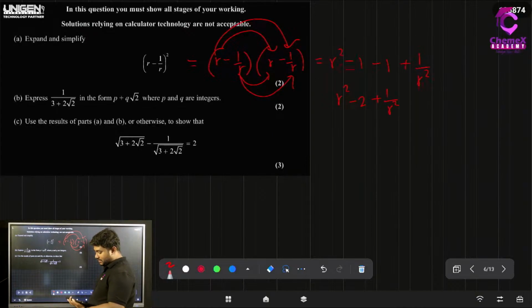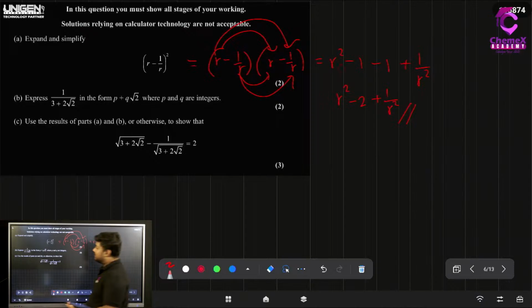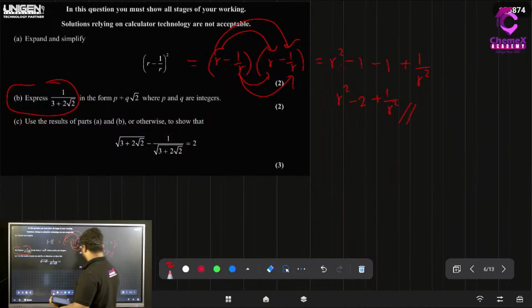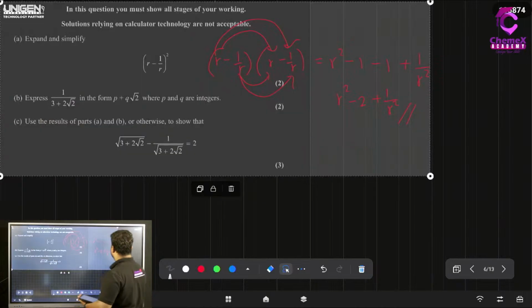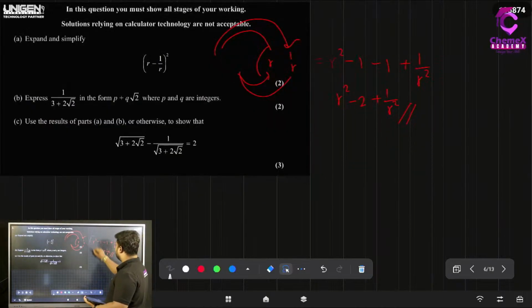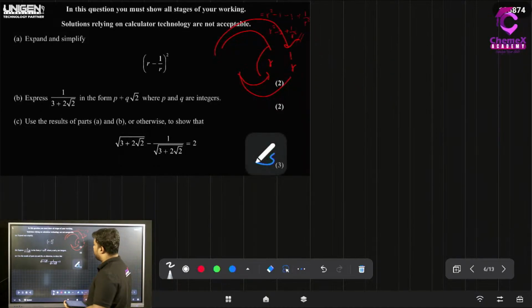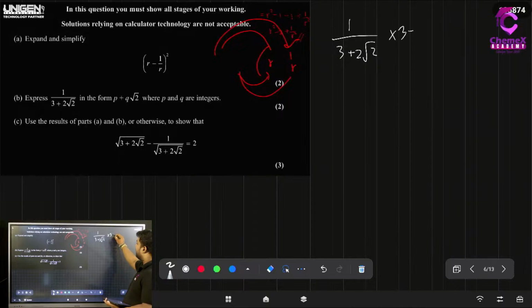Are there any doubts with this? Grade 8 stuff, right? Okay, next is the B part. Express this as... So how do you do that? You have to express 1 over 3 plus 2 root 2 as a rationalized number. So you multiply it by 3 minus 2 root 2 divided by 3 minus 2 root 2. That's called rationalizing.